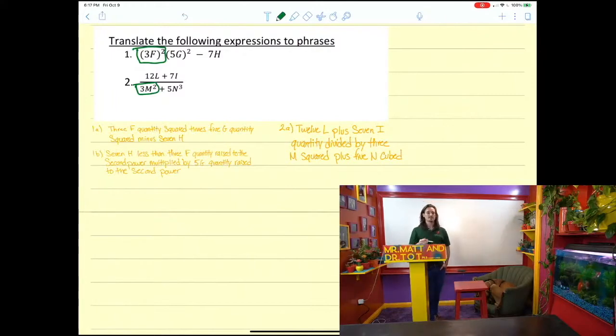And if you don't say quantity, then that implies that it's only the variable that's being acted upon by the exponent. Okay, if you have any questions about that, please let me know. Otherwise, let's look at this guy. I'd like you to translate the following phrases to algebraic expressions. I'll give you 3 minutes.